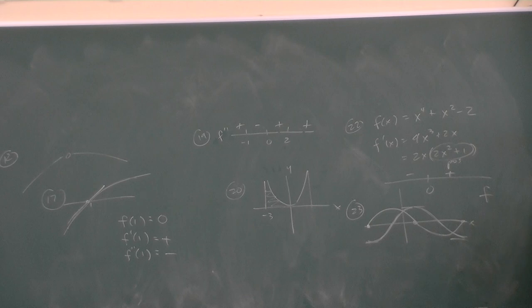Just do it in your head. It's so easy. 1/3 x cubed plus 1/2 x squared from 0 to 2. It's 8/3 minus 2/3, plus 2. I said D. 14/3. I said D.